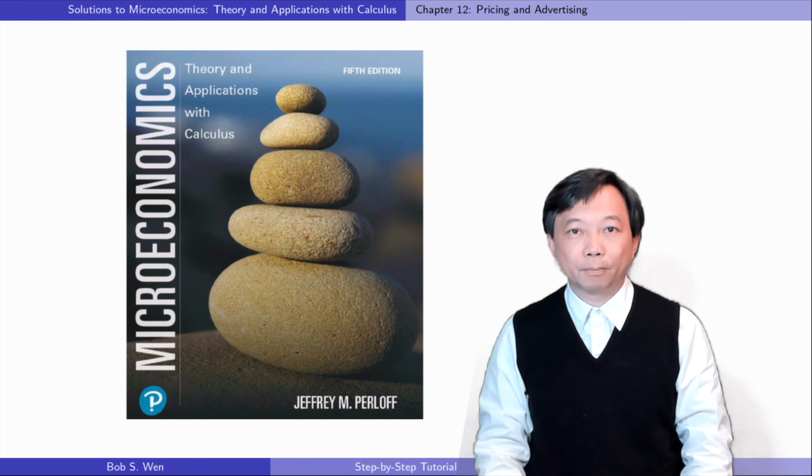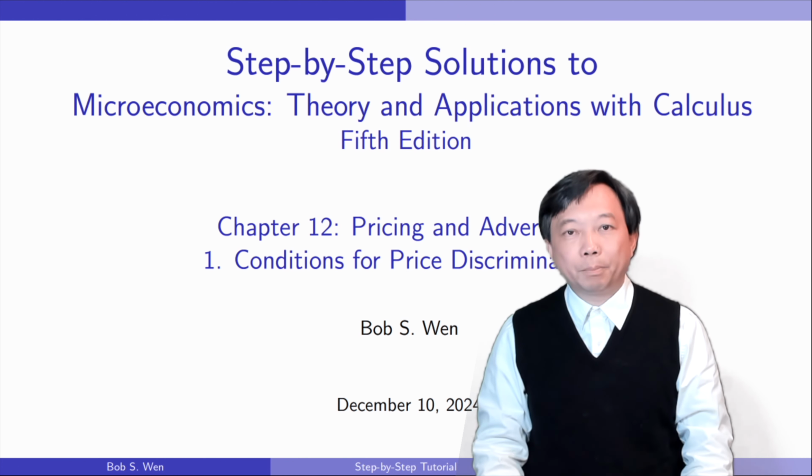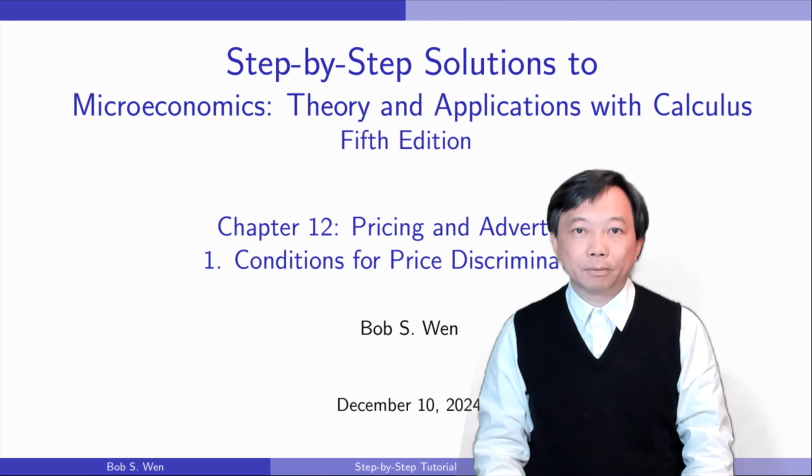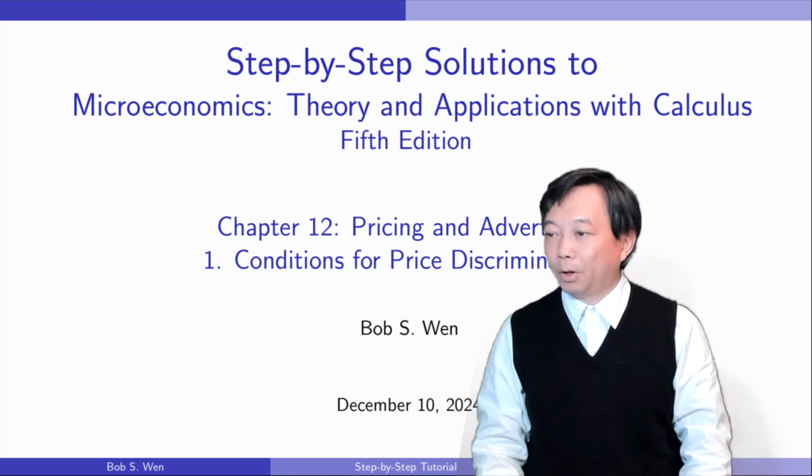Welcome to the tutorial for the exercises in the textbook Microeconomics Theory and Applications with Calculus, the 5th edition. We will start to solve the problems for Chapter 12, Pricing and Advertising. Here's the first part, Conditions for Price Discrimination.